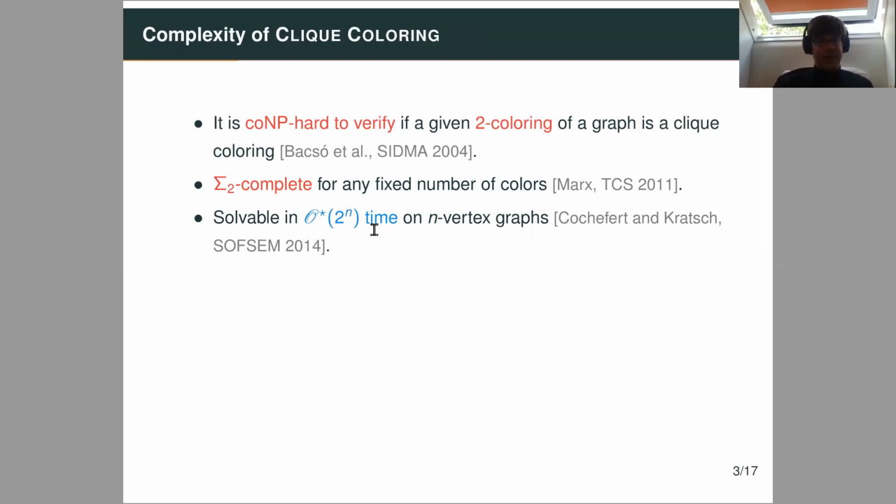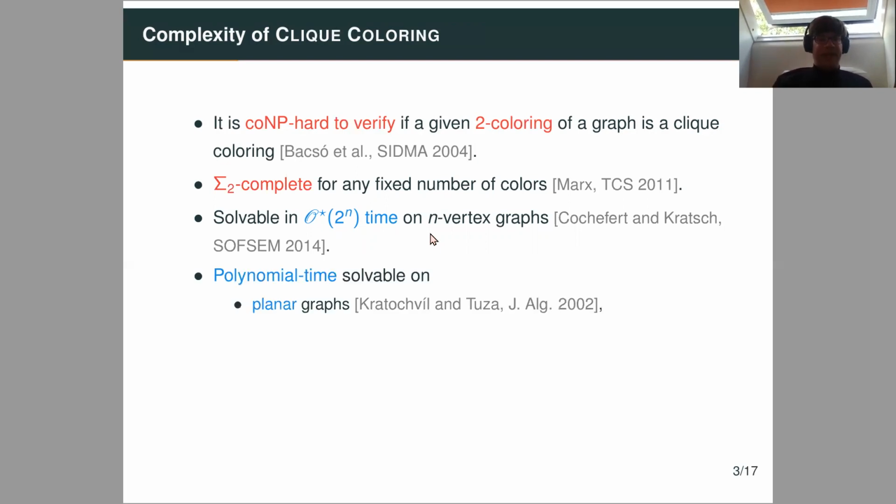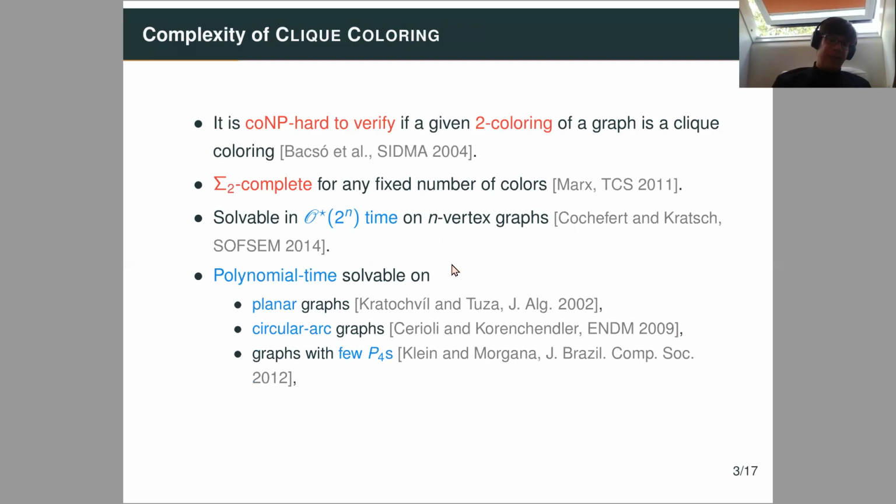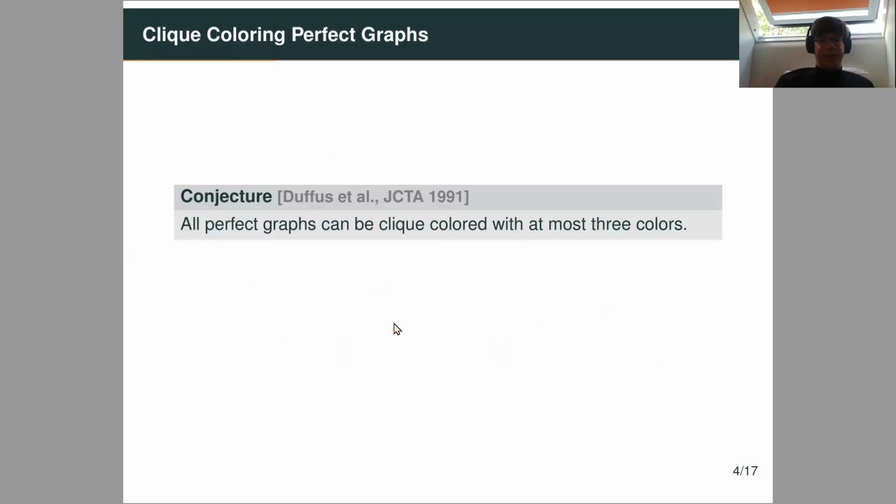On the positive side, it has been shown to be solvable in roughly 2 to the n time on n vertex graphs. And there are several polynomial time cases on restricted graph classes, such as planar graphs, circular arc graphs, and graphs that have few P4s, such as co-graphs, P4 sparse graphs, and some other cases. Now, in all of these cases, it is actually shown that you can always color the members of the graph class with at most 3 colors. And one very central conjecture in the field of clique colorings was that all perfect graphs can be clique colored with at most 3 colors.